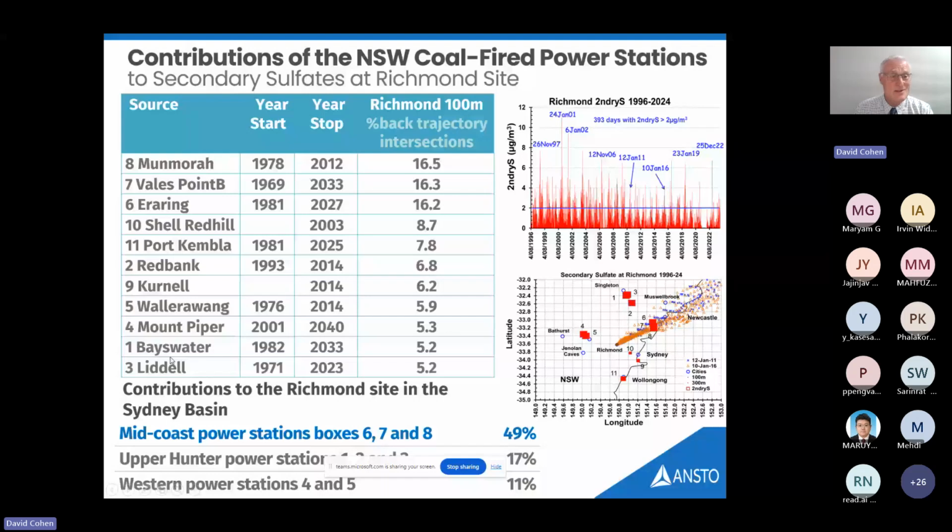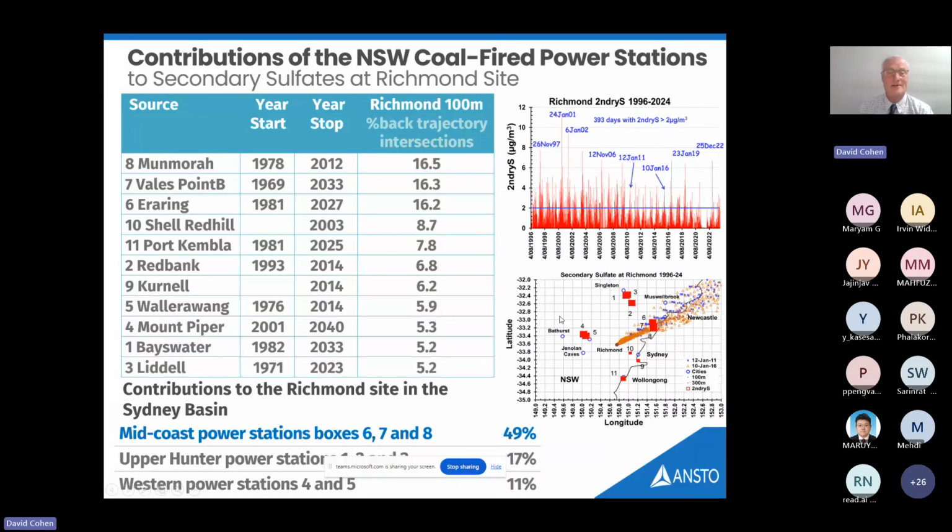And what we can see is when these power stations were opened, and we can look at this measured at Richmond, we look at the percentage of back trajectories. And what we find here is that what we call the mid-coast boxes 6, 7, and 8, they're here, 6, 7, and 8. So those boxes there contribute 50% of the secondary sulfate coming into the Richmond site here in the Sydney Basin where people live. 17% come from the Upper Hunter, 1, 2, and 3, these boxes up here. And 11% come from the west, 4 and 5 over here.